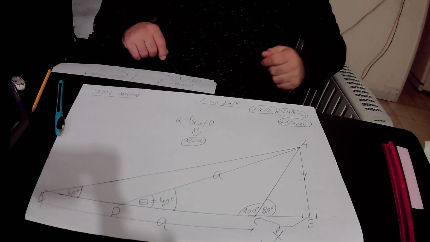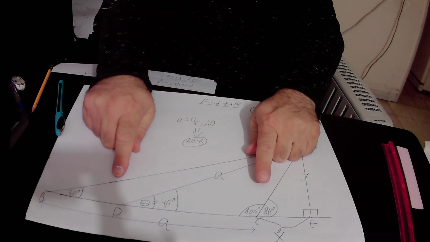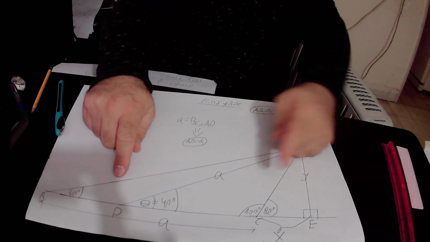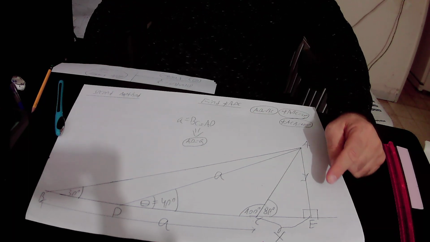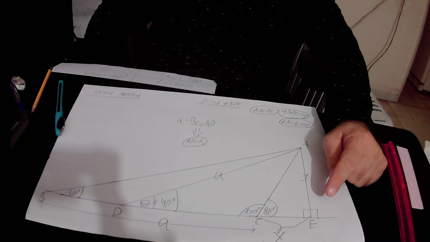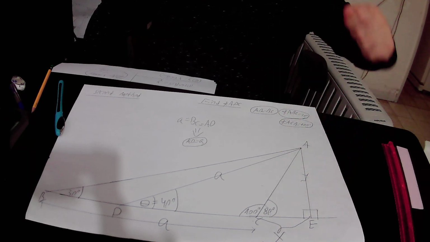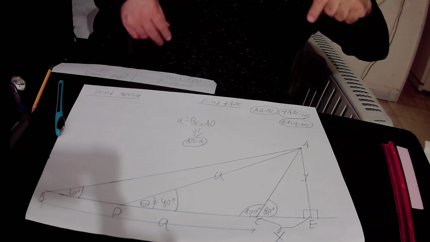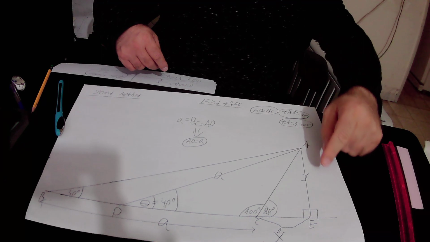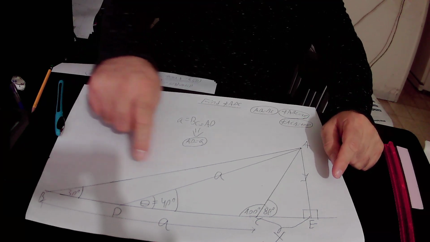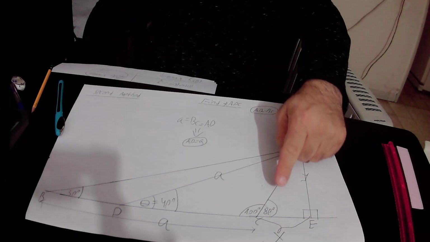Then we extended BC by a straight line, and from point A we drew a perpendicular to the extended BC. So this angle is 90 degrees and this angle is also 90 degrees. And we define the intersection point of the perpendicular from point A and the extended BC as point E.